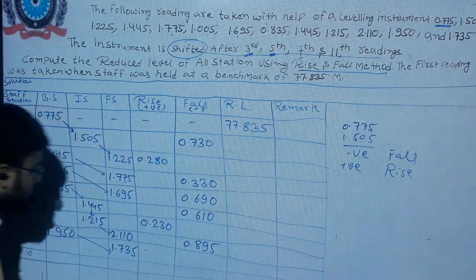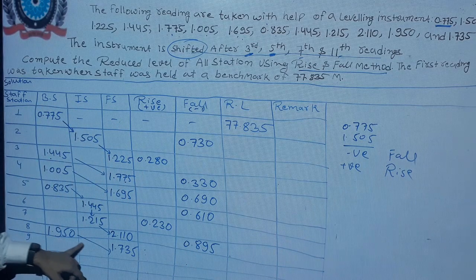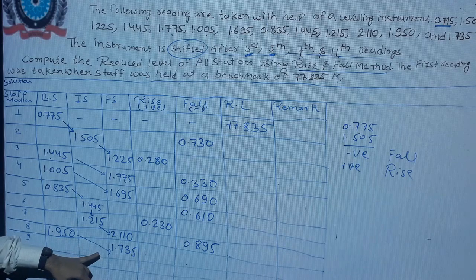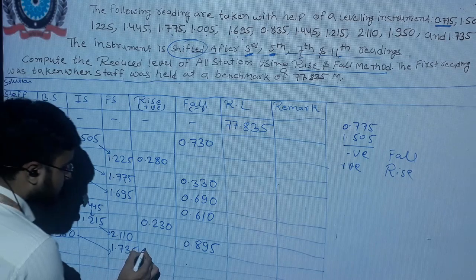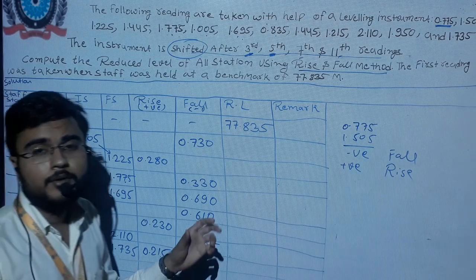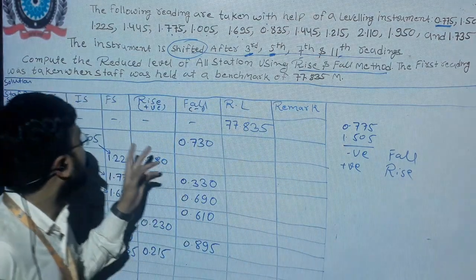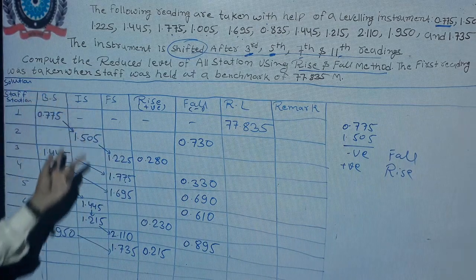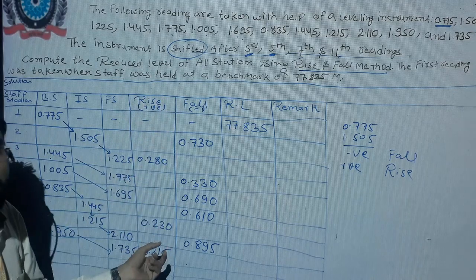0.895. Okay. The last, 1.950 minus 1.735, the difference is positive, and it will be written in the rise column 0.215. I hope you can easily complete the rise and fall table. Firstly, we have completed the construction of the table, backsight, intersight and foresight, and the second is the rise and fall.